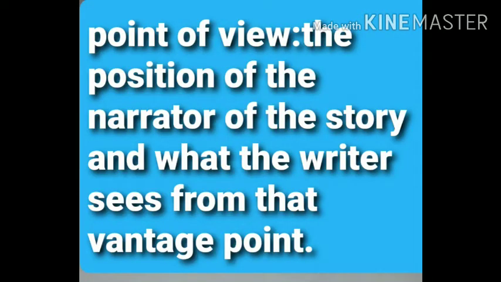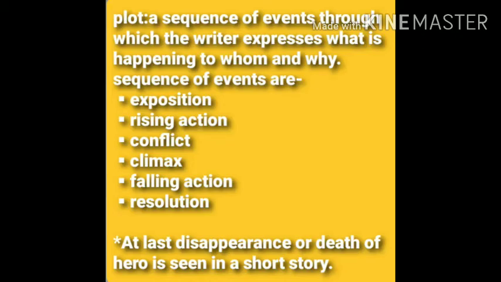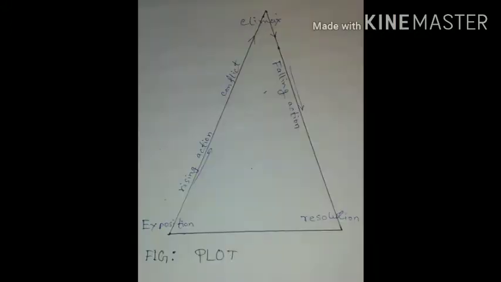Point of view is the position of the narrator of the story and what the writer sees from that vantage point. And plot is a sequence of events through which the writer expresses what is happening to whom and why. A plot is divided into exposition, rising action, conflict, climax, falling action, and resolution. If we draw a triangle of a series of events of plot, it is like this.